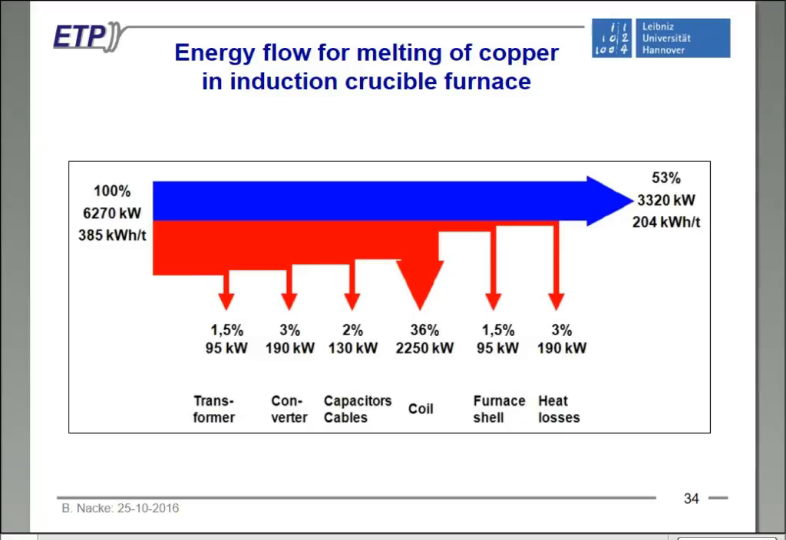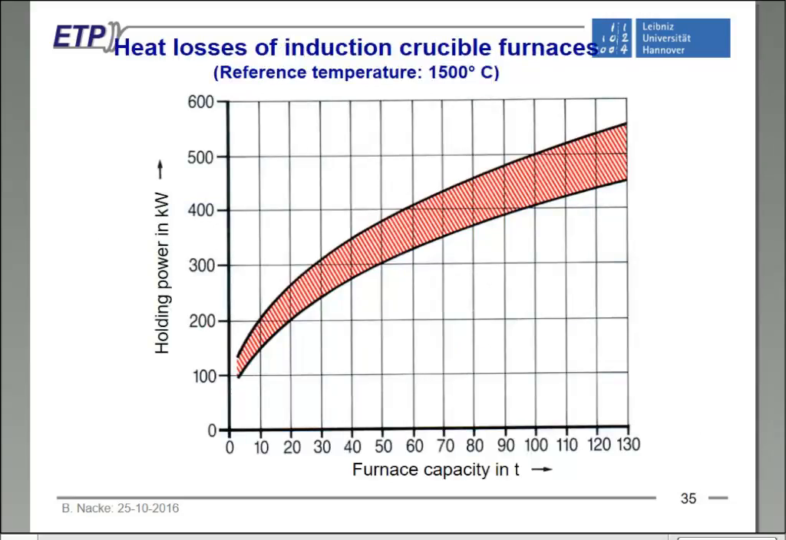So, I will compare this afterwards with a channel furnace, and then we see what the advantage of a channel furnace is. But first of all, looking at the heat losses of induction crucible furnaces, depending on the furnace capacity, these heat losses are quite low. If we look at a typical 10-ton furnace, we see that this is less than 200 kilowatts. And a modern 10-ton furnace has maybe 8 to 10 megawatts.